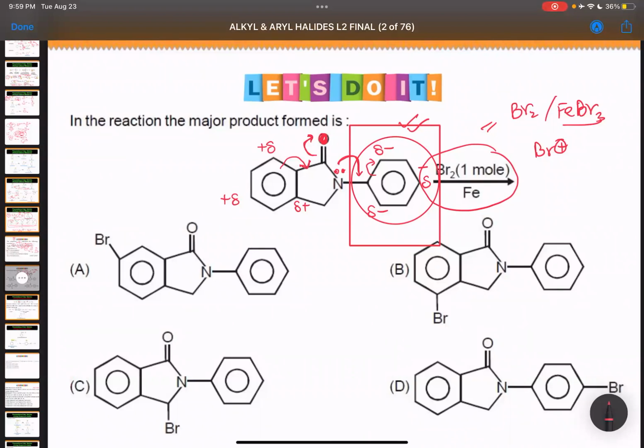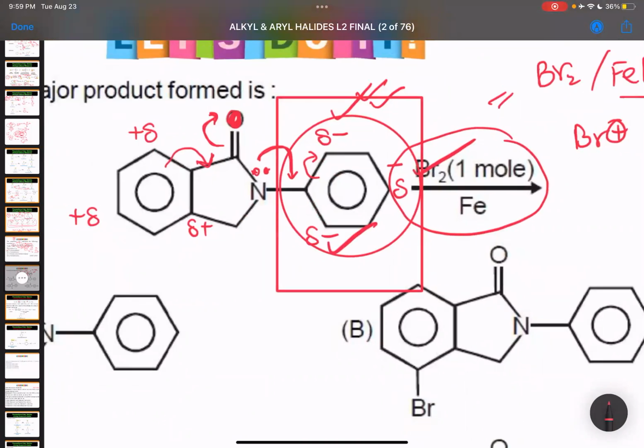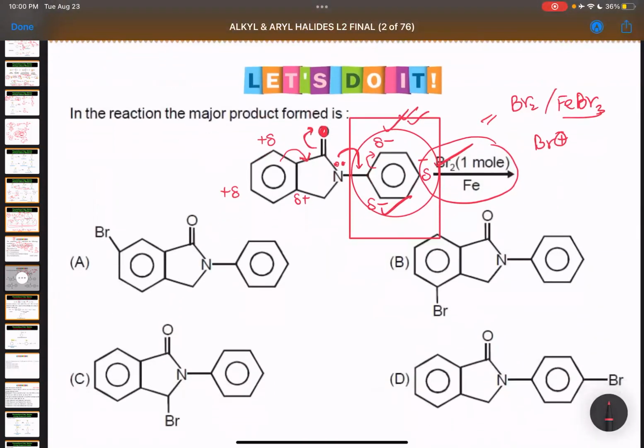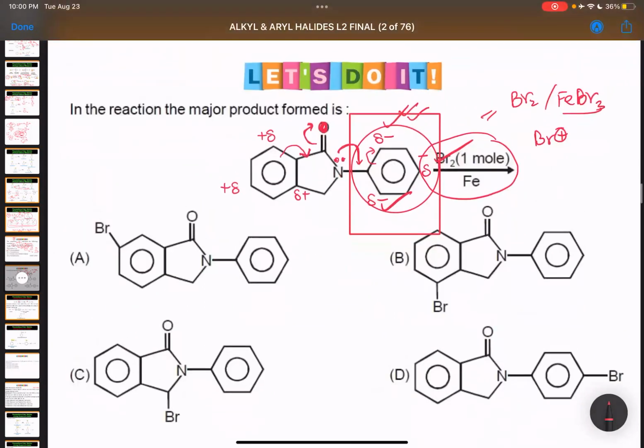So here you can see, this Br plus will choose these positions of the right hand side ring because they are more electron rich. So let's see what's the right answer. What's going to be the final answer? Can you see again how it forms positive charge and negative charge? It is just like NO2.